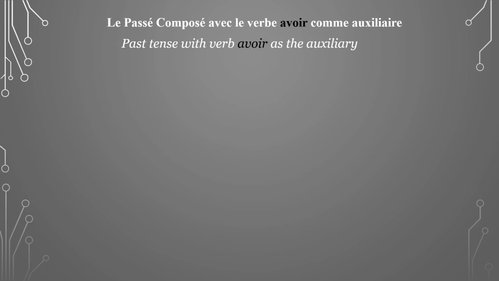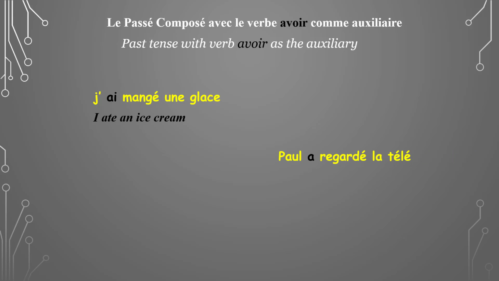So here are some model sentences in passé composé with avoir as helping verb. J'ai mangé une glace. Verb avoir in the present tense and verb manger, which means to eat, in the past participle. Paul a regardé la télé. Verb avoir in the present tense, regarder, which means to watch, in the past participle.